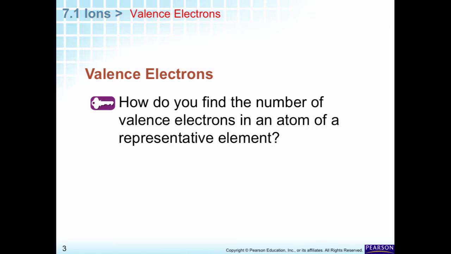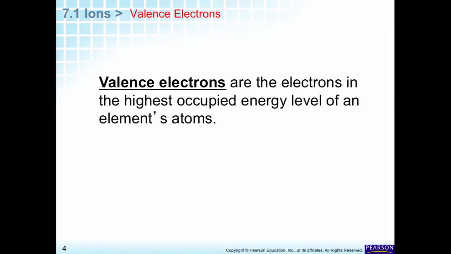we need to know how atoms become ions. And it has to do with the number of valence electrons the atom possesses. So what are valence electrons? Valence electrons are the electrons in the highest energy level that's occupied in an element.